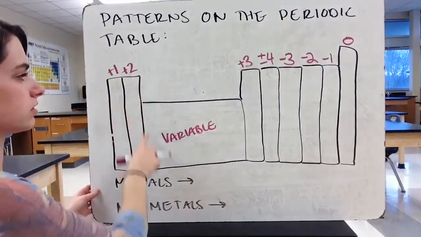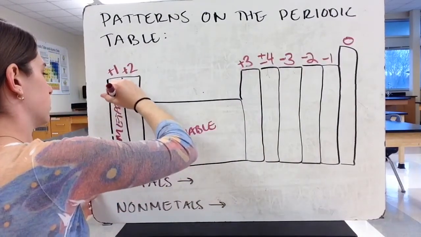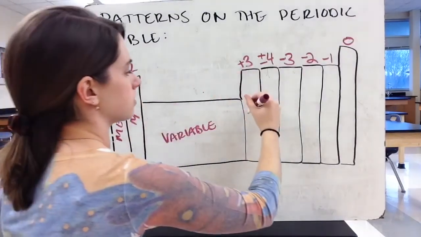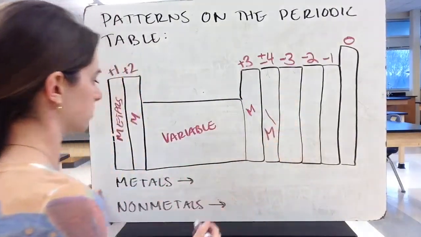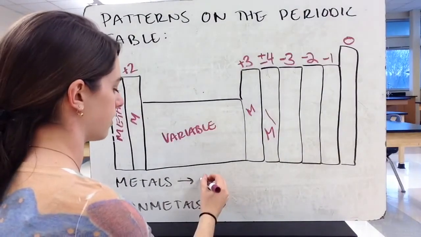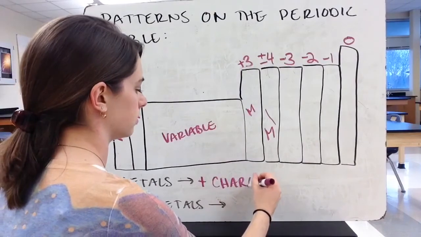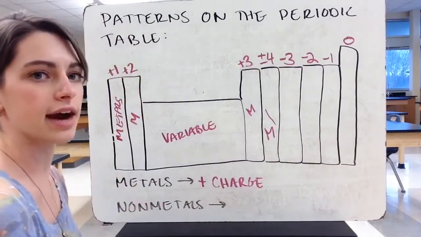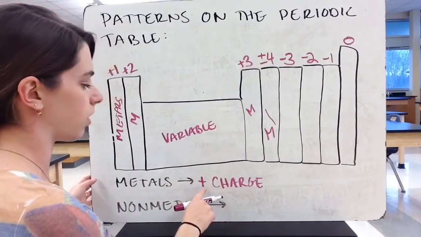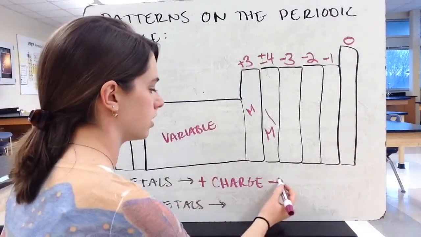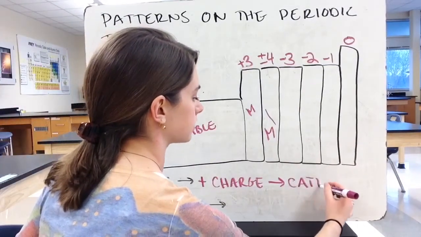Notice our metals, so these are all metals. These are metals, these are metals, some of these are metals. All of our metals have a positive charge, because remember, our metals don't have a tight hold on their electrons, so they're willing to give their electrons away. So all of our metals have a positive charge, and we call those things with positive charges cations.